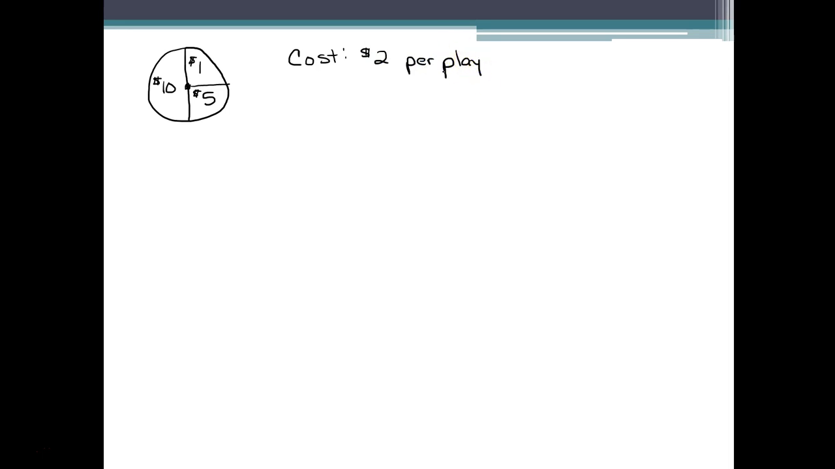So each time you spin it, we're going to assume it doesn't land on the lines. We're going to assume equally likely chances of it landing anywhere else in the winning slots. So we want to figure out the expectation of the player. If the person played this game a ton of times, what would they expect?